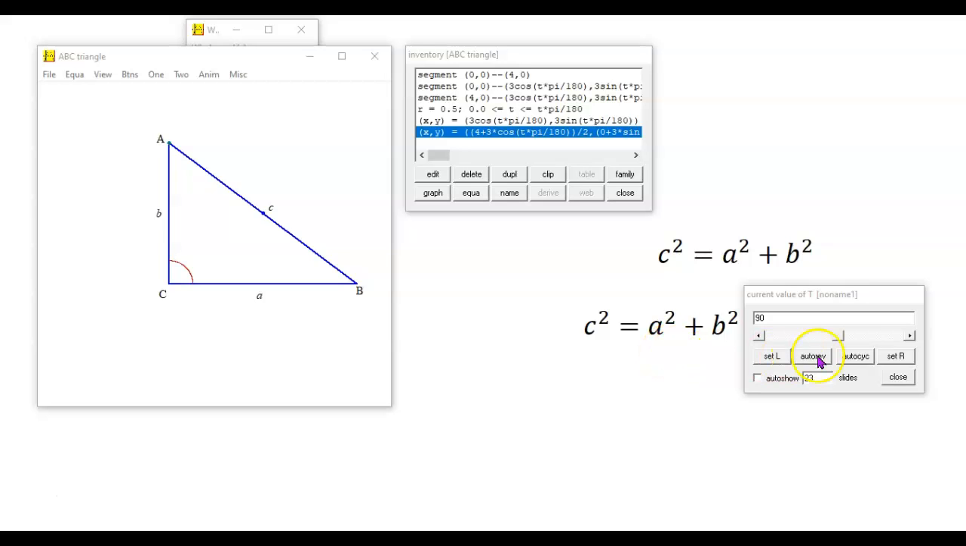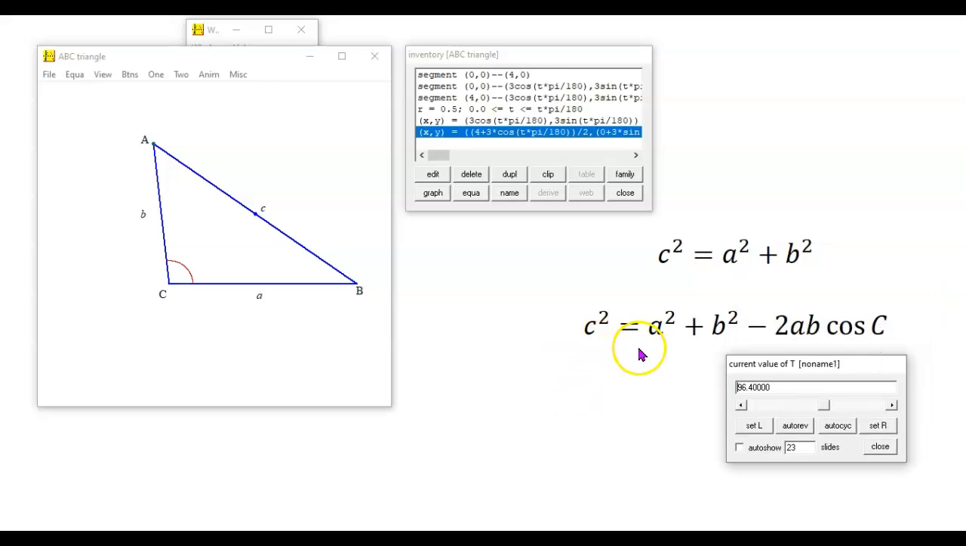Okay, but what if this wasn't a right triangle? What if C wasn't a right angle? What if it was either less than 90 degrees or more than 90 degrees? Then it would no longer be true that c squared equals a squared plus b squared, because that's only for right triangles. But what would be true is that c squared equals a squared plus b squared minus 2 times a times b times the cosine of angle C.